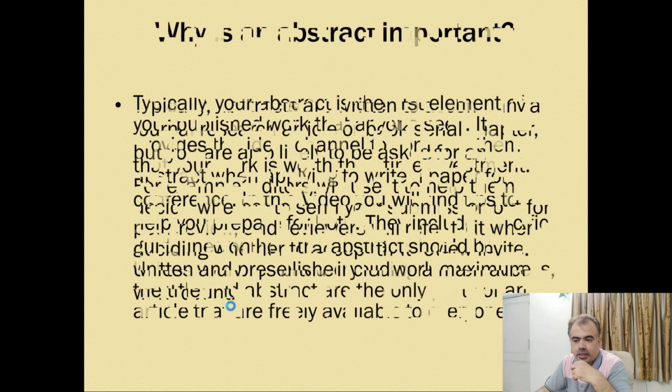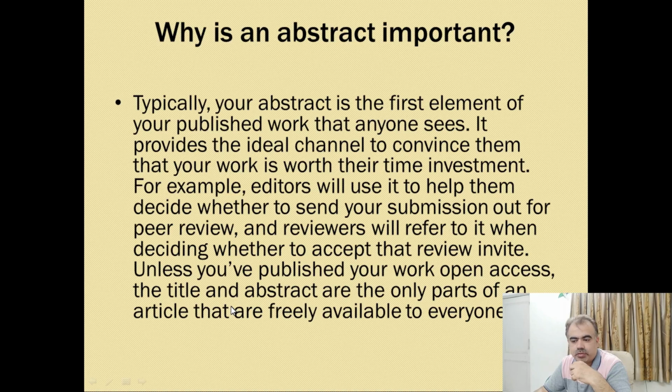So let us start. Why is an abstract important? This is a very important question in front of everyone. Typically, your abstract is the first element of your published work that anyone sees. It provides the ideal channel to convince them that your work is worth their time investment. For example, an editor will use it to help decide whether to send your submission out for peer review, and reviewers will refer to it when deciding whether to accept the review invite. Unless you have published your work open access, the title and the abstract are the only parts of the article that are freely available everywhere.